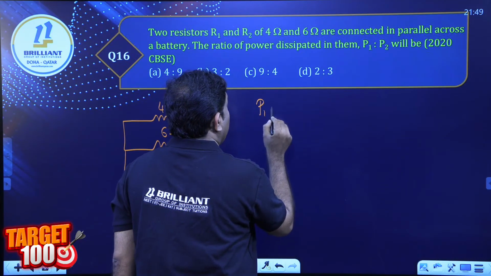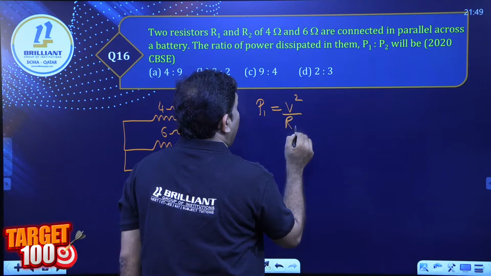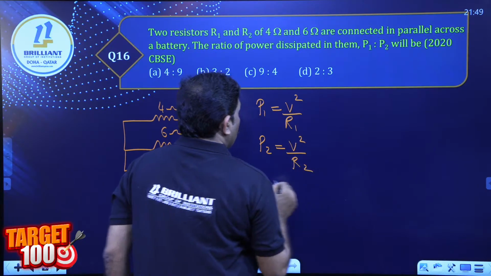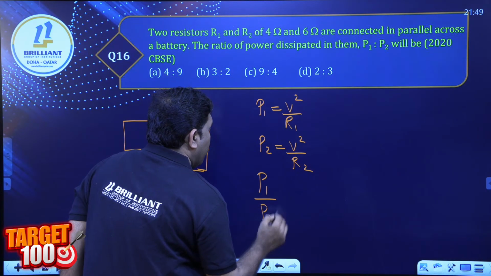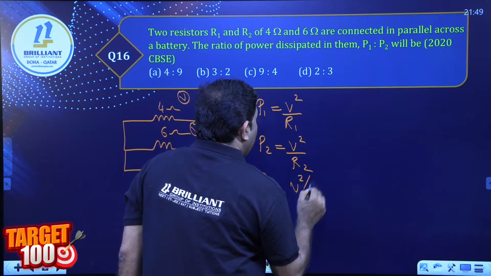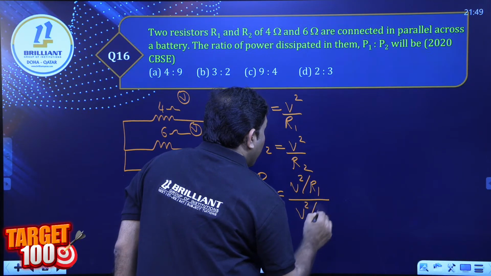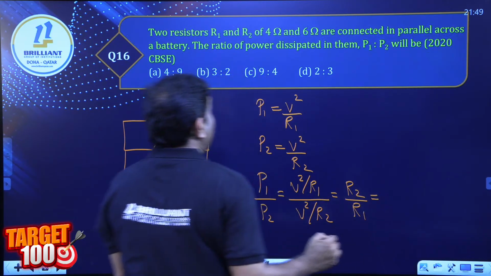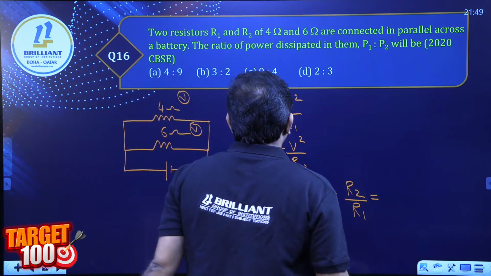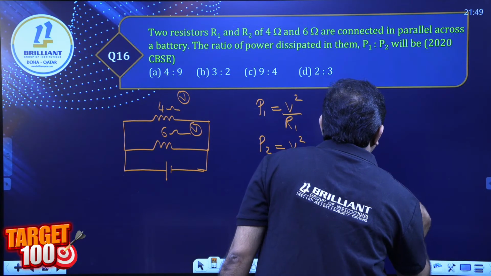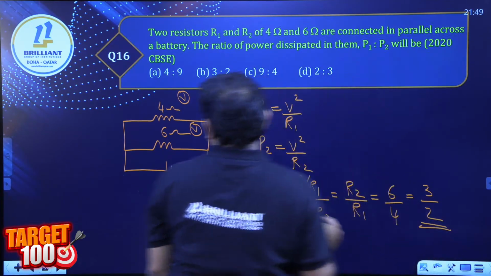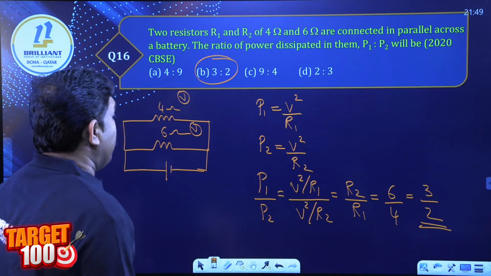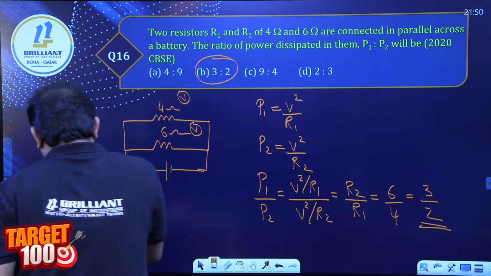So power dissipated P1 equals V square by R1, and P2 is V square by R2. So I can take the ratio P1 by P2. That is V square by R1 divided by V square by R2, so that is R2 by R1. Direct question. I wrote the detailed steps just to make it clear. So R2 by R1 is 6 by 4, and that is equal to 3 by 2. So the right answer is option B, 3:2. Question 16 done.